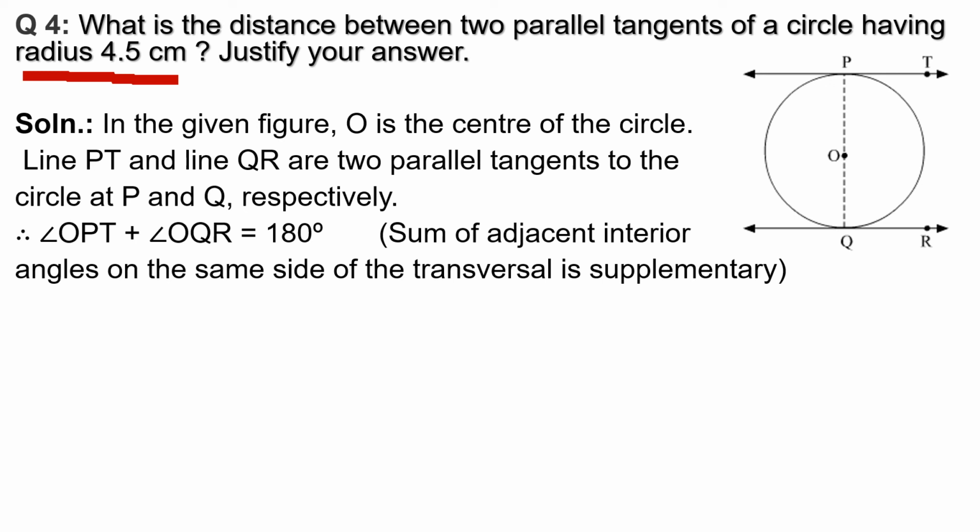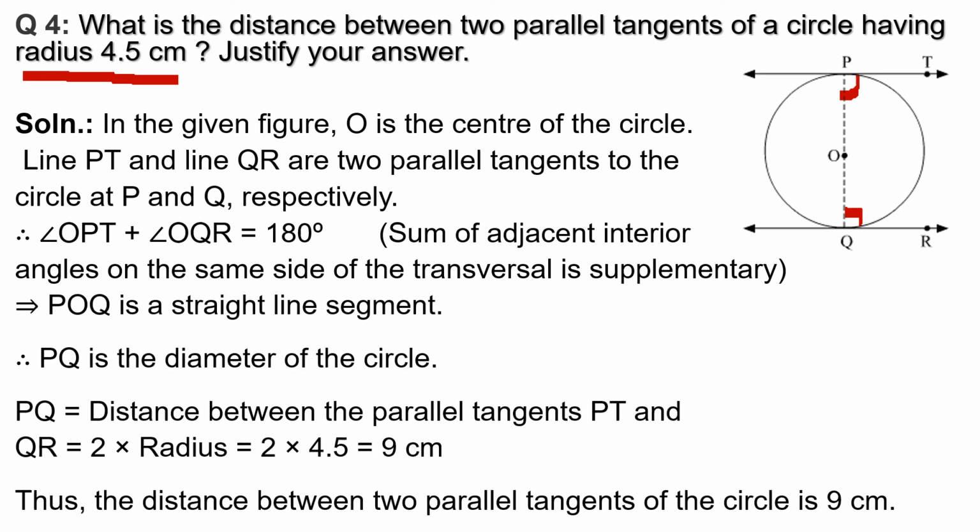Angle OPT and angle OQR, these are the two interior angles between these two parallel lines, which are supplementary. Means this angle and this angle addition is 180 degree because they are interior angles between two parallel lines. Which implies POQ is a straight line segment, and PQ is the diameter of the circle.